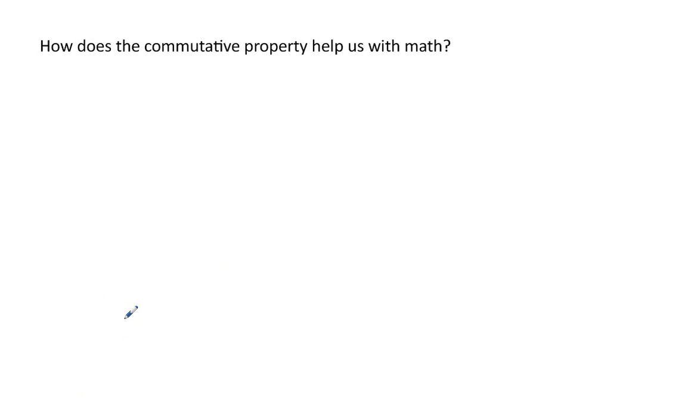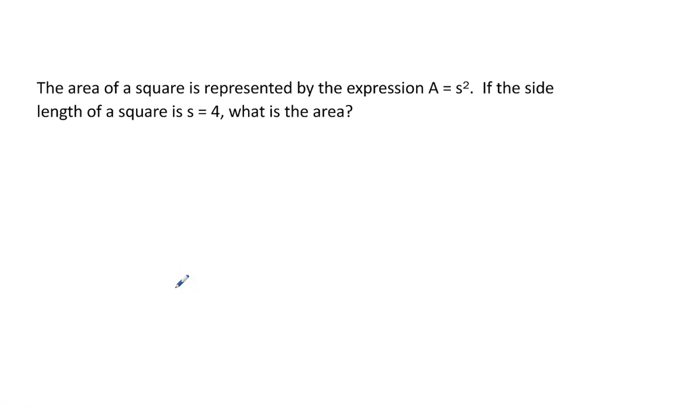How does the commutative property help us with math? You could say the commutative property allows us to rearrange the order of numbers when adding or multiplying to help make our math easier. So we're allowed to flip around the order, or it doesn't matter what order we add or multiply, we'll still get the same answer.